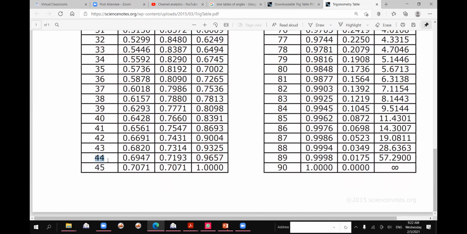Here, like 44, this is its sine, this is the cosine, and this is the tan. Now look at 45: the sine and the cosine are equal, and the tan will be 1. For angle 90, you will find that the sine is 1 and the cosine is 0, and there is no value for the tan of A.